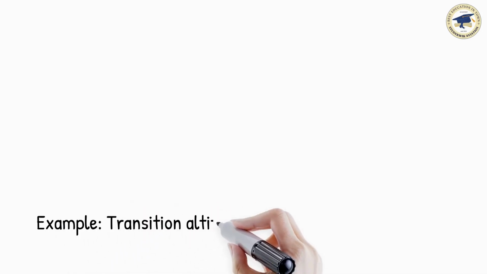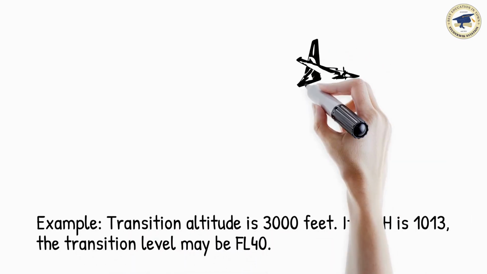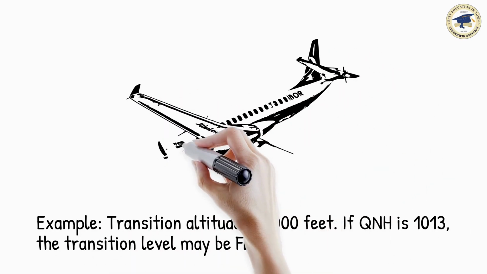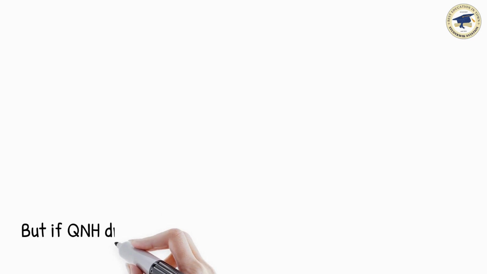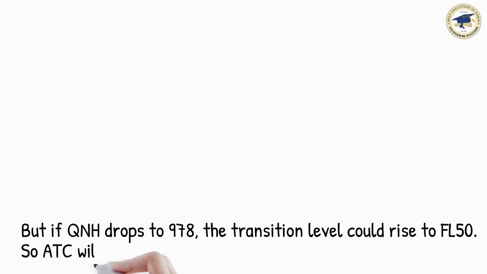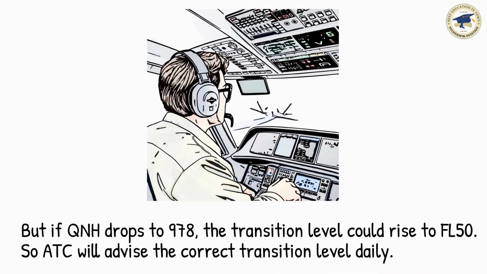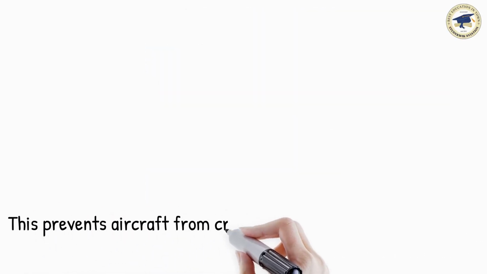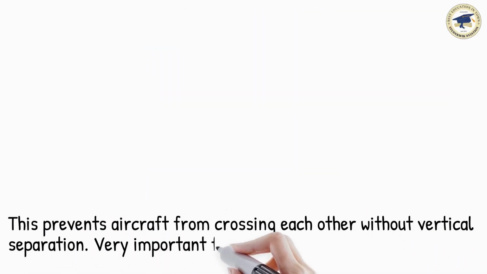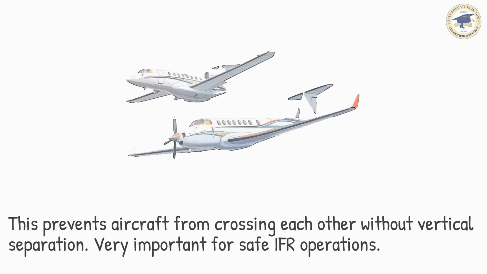Example, transition altitude is 3,000 feet. If QNH is 1013, transition level may be flight level 40. But if QNH drops to 978, transition level could rise to flight level 50. So ATC will advise the correct transition level daily. This prevents aircraft crossing each other without vertical separation. Very important for safe IFR operations.